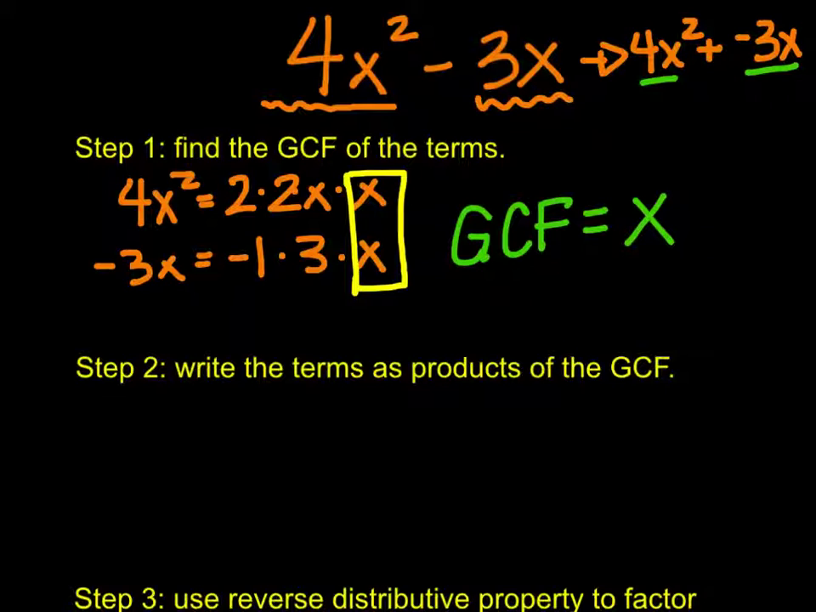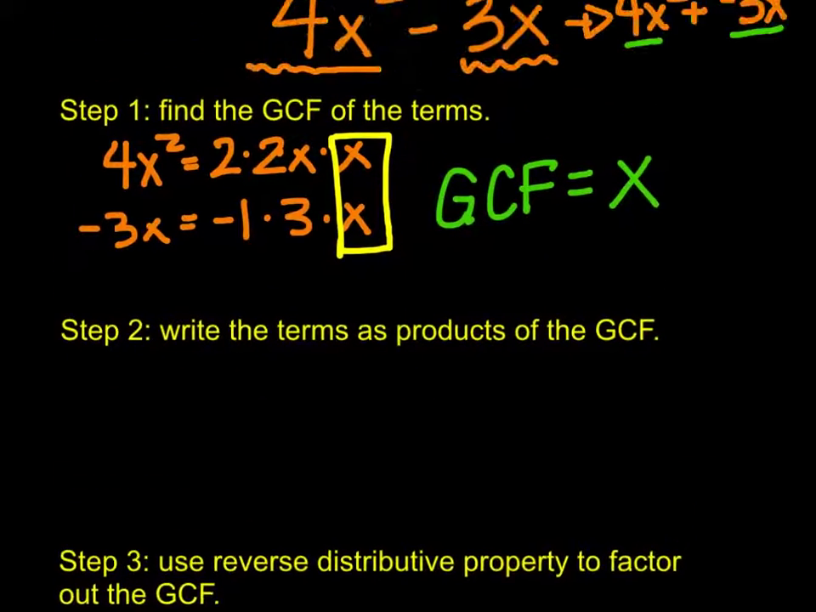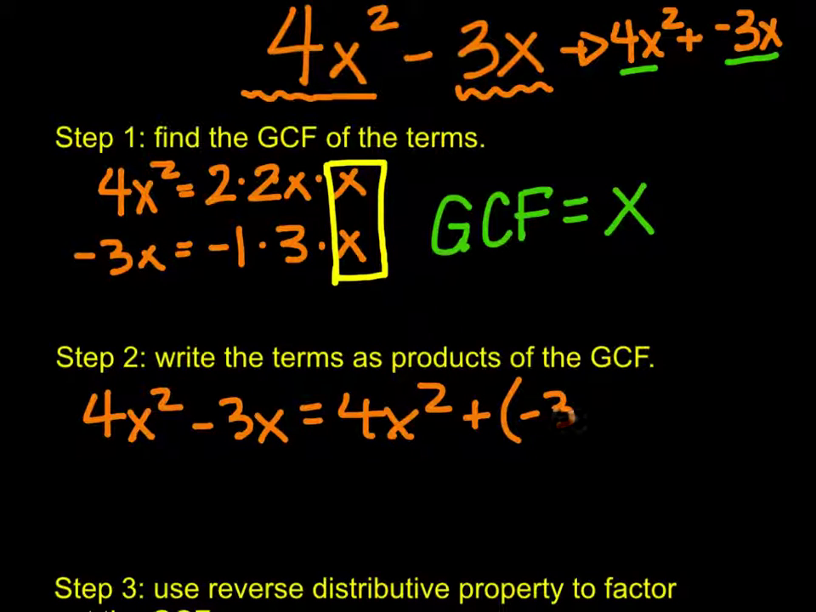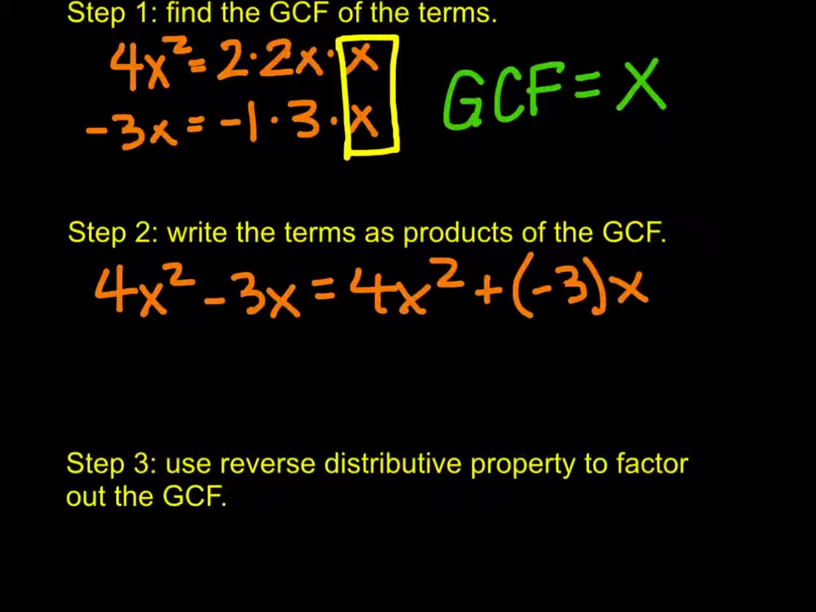Our next step, we need to write those terms as products of the greatest common factor. So we have our original expression of 4x squared minus 3x, or we can rewrite that as 4x squared plus a negative 3x. And we now need to write this in terms of our greatest common factor. So I'm going to give myself a little bit more space. And we can write 4x squared. If we were supposed to write that in terms of having an x there, our greatest common factor, then we can say, well, if I have an x here, how do I make 4x squared turn into 4x squared with just an x? Well, I need to multiply it by 4x.